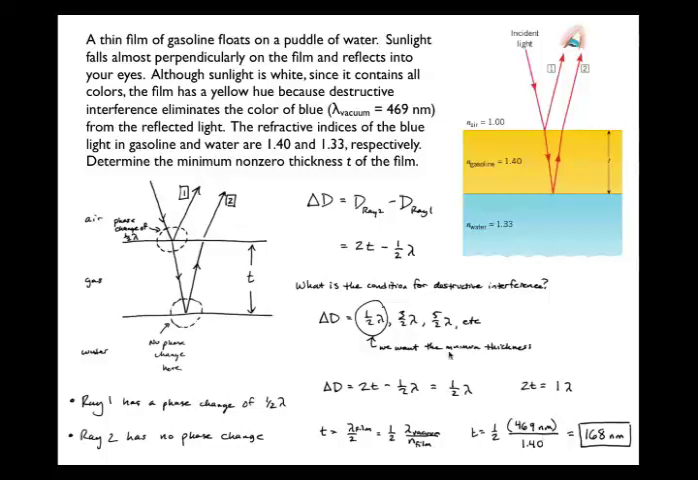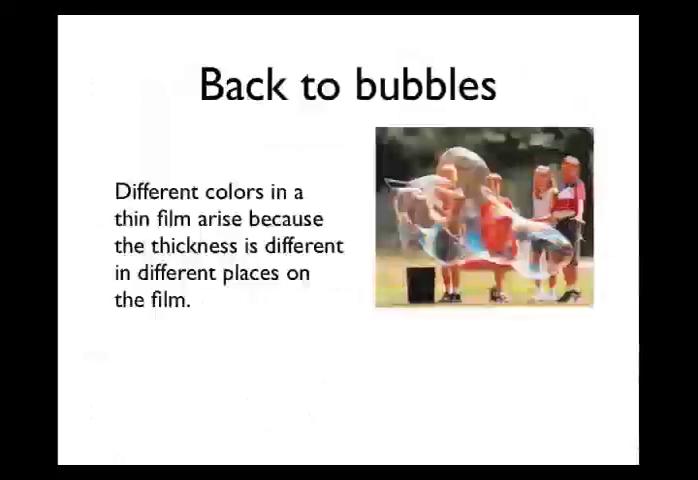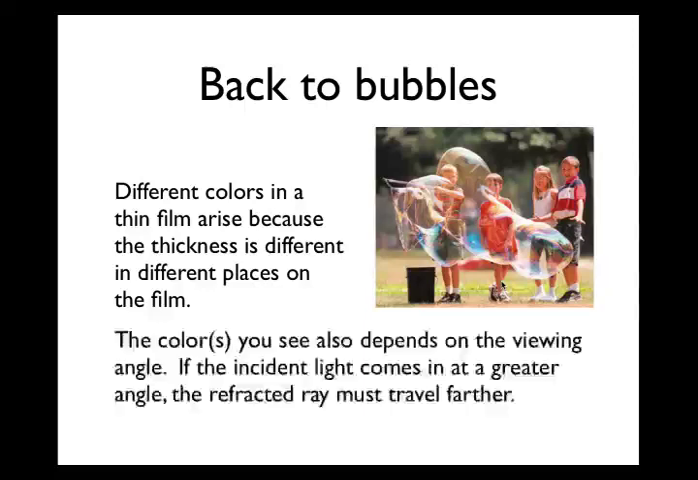Of course, it could be thicker, and the path length difference could correspond to 3/2 wavelengths, 5/2 wavelengths, etc. But it couldn't be any smaller than this, or you wouldn't get the blue light to be canceled out and the yellow light to be reinforced. So back to bubbles. Different colors in this thin film arise because the thickness is different in different places in this bubble. Hence, the different thicknesses will correspond to constructively interfering certain colors while destructively interfering other colors, and then you move to a slightly different thickness and a different pattern emerges.